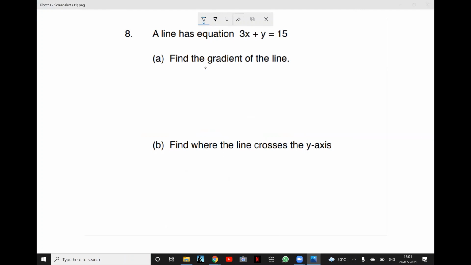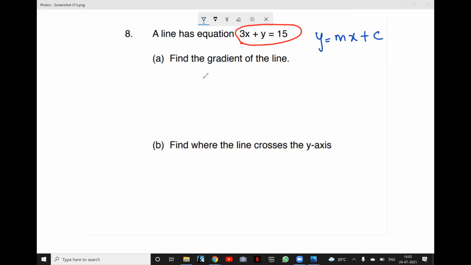Here I know straight away I have to find the gradient of the equation. So what is the gradient of the equation? In order to find it, we know that our equation is always presented in the form of y is equal to mx plus c, right? So this is not presented in that form. It has been presented as 3x plus y is equal to 15. So I will present this in this form.